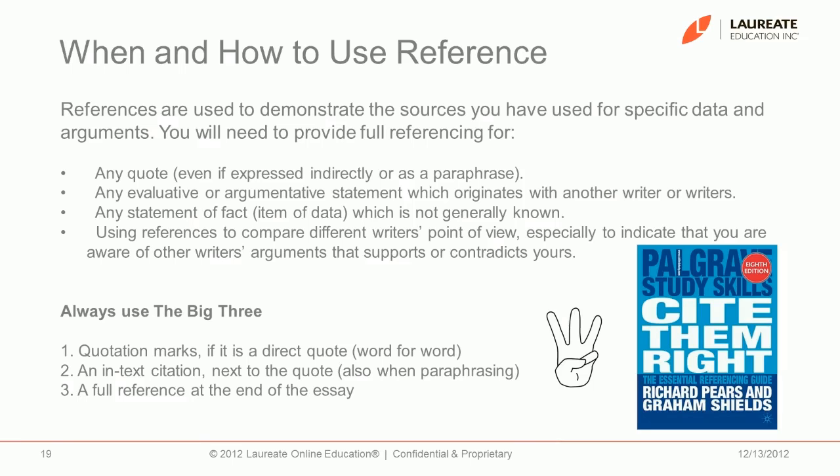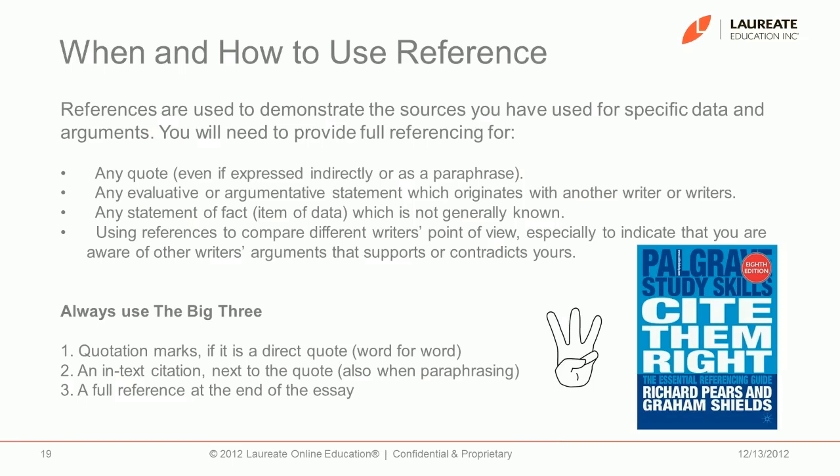And using references to compare different writers' points of view, especially to indicate that you are aware of other writers' arguments that support or contradict yours. So that means referring to another author's name in it. You're still going to have to put that in your reference list as well. So it's always important. If in doubt, always do an in-text citation, always put it in your reference list, and that way you can never be accused of anything like plagiarism.